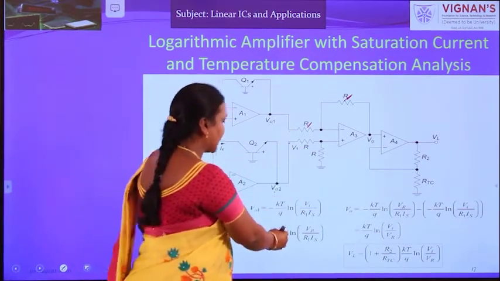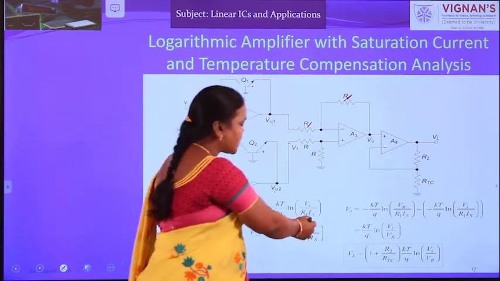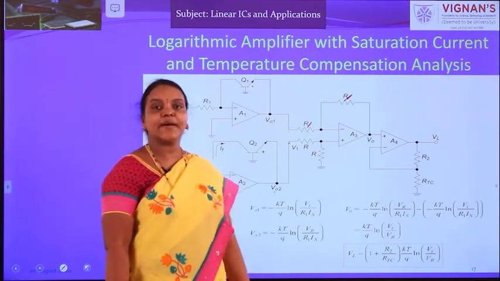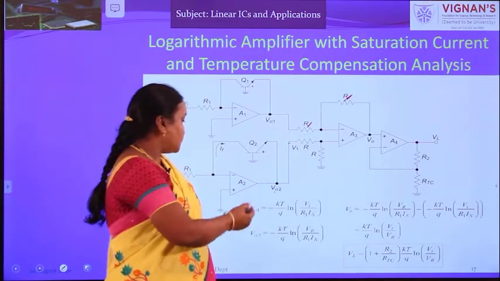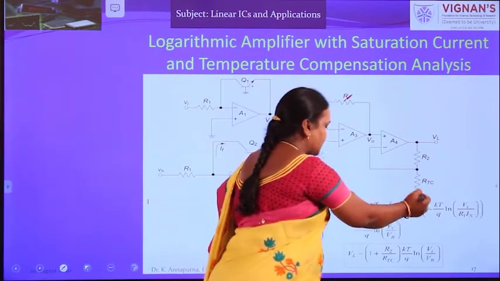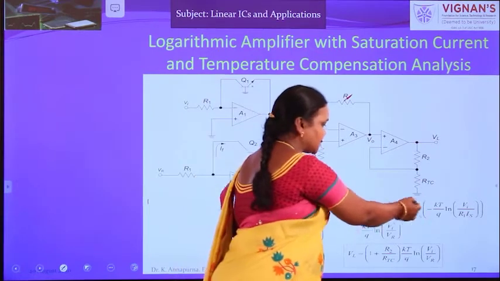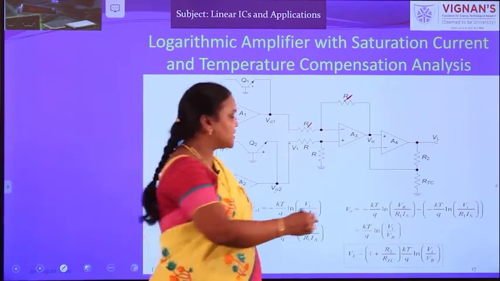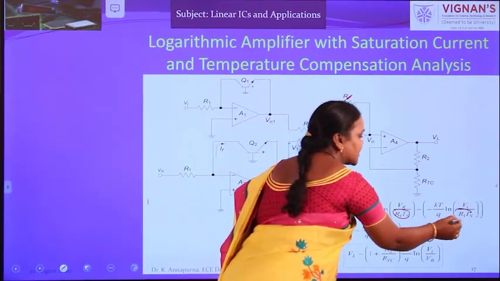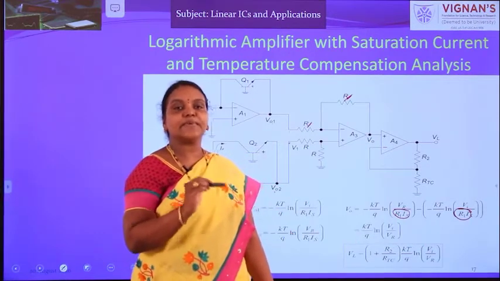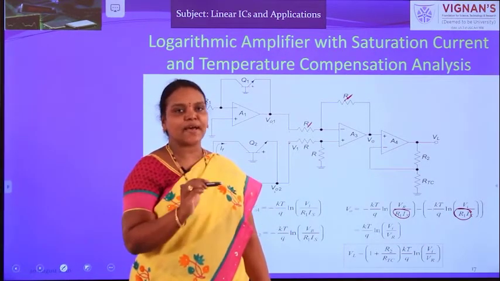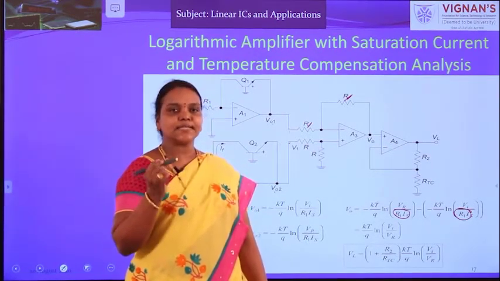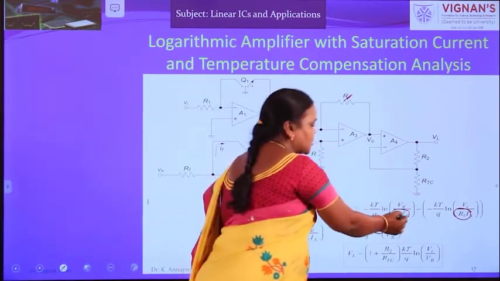So what is V02? Minus KT by Q into ln VR by R1 IS, and V01 is minus KT by Q ln VI by R1 IS. Now if you take the difference, it is minus of minus, it becomes plus. So actually it becomes a difference. In logarithm, difference normally means division. So this R1 IS gets cancelled. Actually, the problem with the basic logarithmic amplifier is the presence of IS. IS varies with respect to temperature. It doubles for every 10 degrees rise in temperature. So, that component is now nullified.